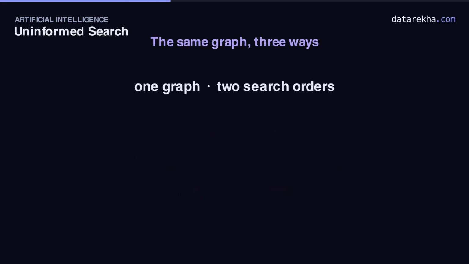Let's freeze that contrast. Same graph, same start, same goal, but breadth first and depth first walk it in a completely different order and come away with a completely different path. Breadth first, on the left, expands S, then A, then B, patiently across the level, and takes the two-edge path S, B, G. Fewest edges, but those edges happen to be heavy, so the total cost is 10.